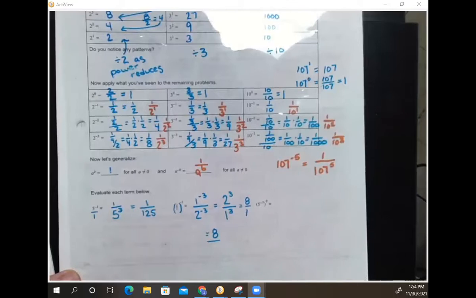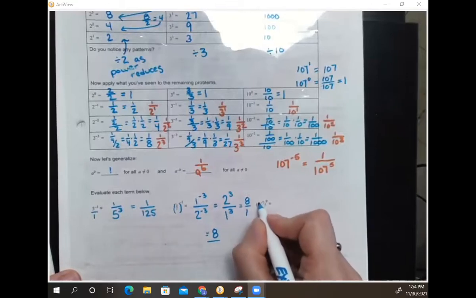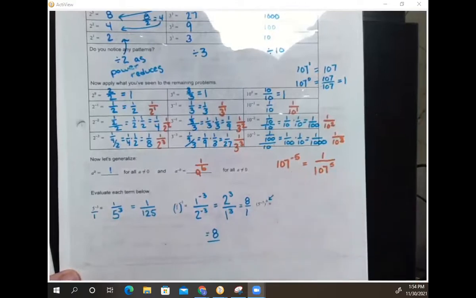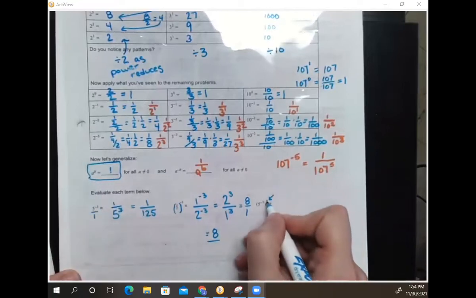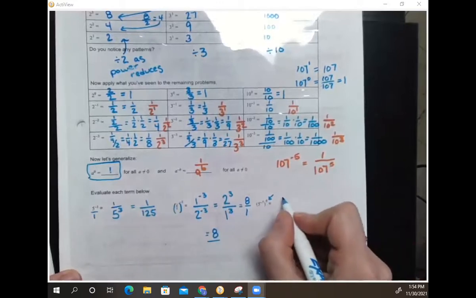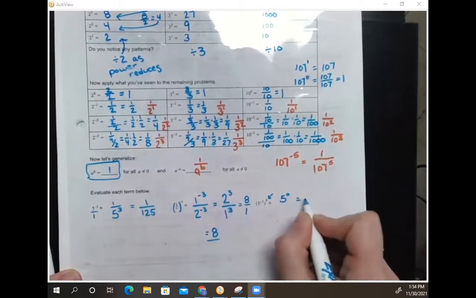And then finally, I've got 5 to the negative 7 to the 0 power. So we have a couple things in play here. I could, if I wanted to, simplify inside the parentheses first, but I want you to notice we're taking this to the 0 power, and anything to the 0 power is just 1. So I could, if I wanted to, apply that power to a power rule that says we would multiply those exponents. That would give me still 5 to the 0, and anything to the 0 power is 1.